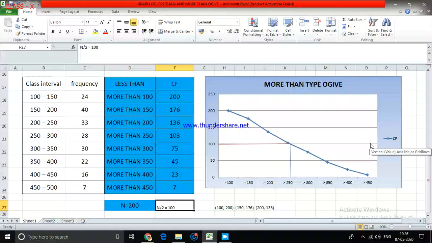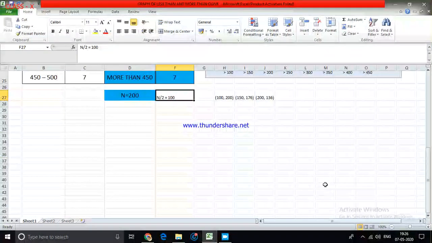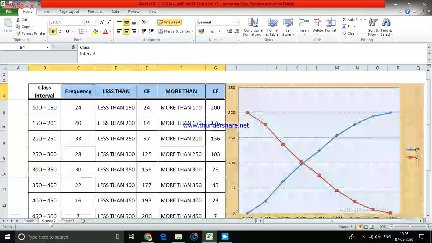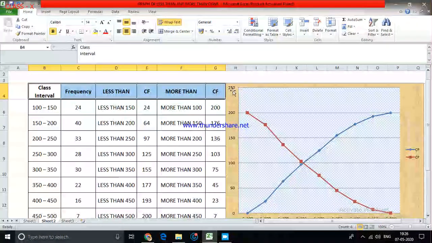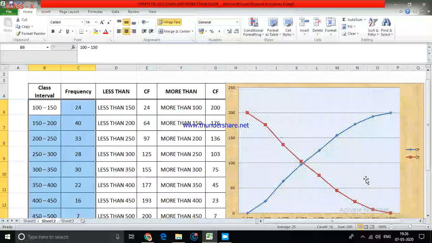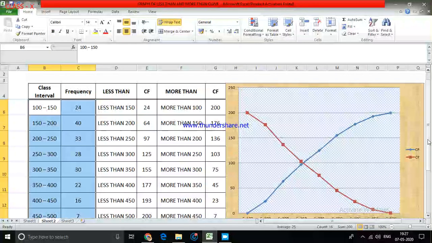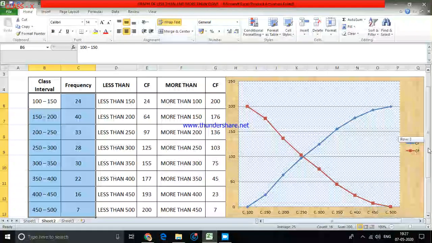Now we discussed less than type, we discussed more than type. Now what about the graph which involves both less than type as well as more than type? So here I have the graph of less than. This is the given question. The highlighted one is the given question.